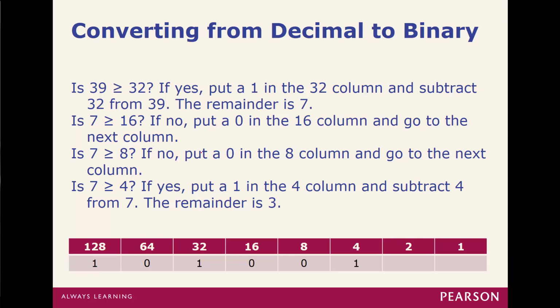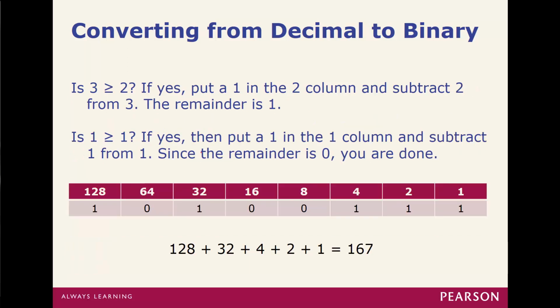And so forth and so forth until we get the number 10101000. Just to double check, we add up where the ones are, and that should equal back our 168. We need to be able to go both ways, decimal to binary and binary to decimal.